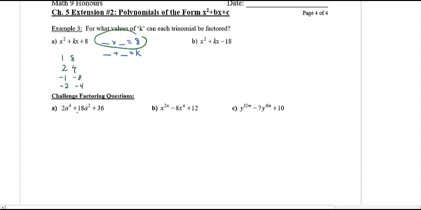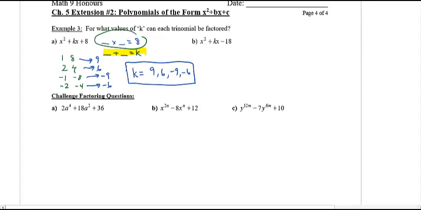So these are the combinations, and now I ask you to add them together. Well, what's 1 plus 8? Yeah, that's 9. What's 2 plus 4? That's 6. What's -1 plus -8? Yeah, -9. And then how about this? -6. So really, what is the values of k? It's either 9, 6, -9, or -6. And that is what we can have. So only these particular values of k allow us to actually factor this trinomial into two binomials.